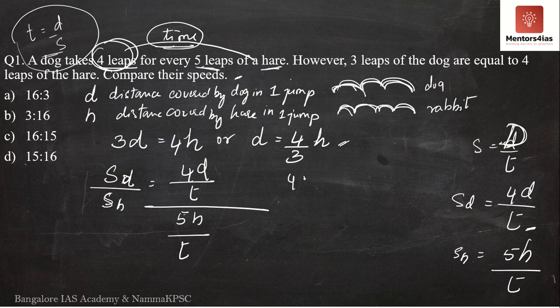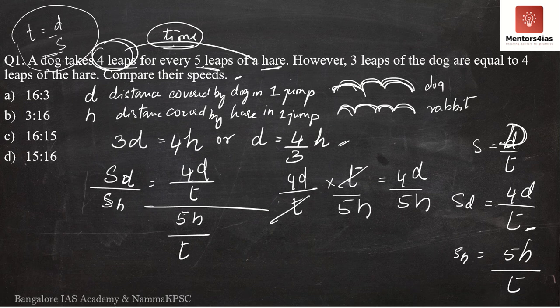So what do we get here? We get 4d divided by t into t divided by 5h. So we are taking this to the numerator over here. So t and t get cancelled and we are left with 4d divided by 5h. Now earlier we had determined d in terms of h. What is d? d is equal to 4 by 3h. So we are now going to substitute d as 4 by 3h over here.